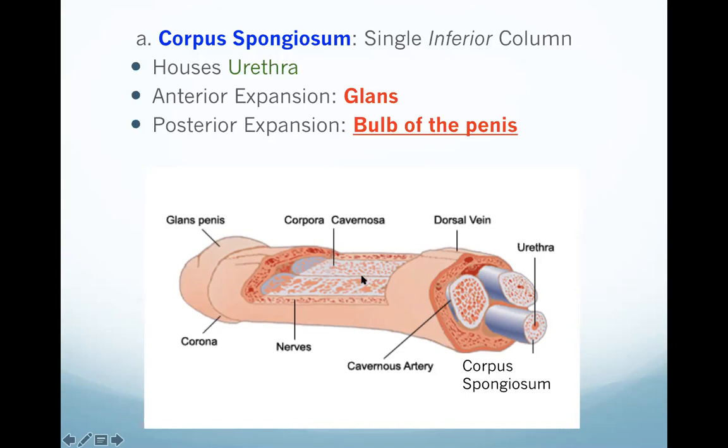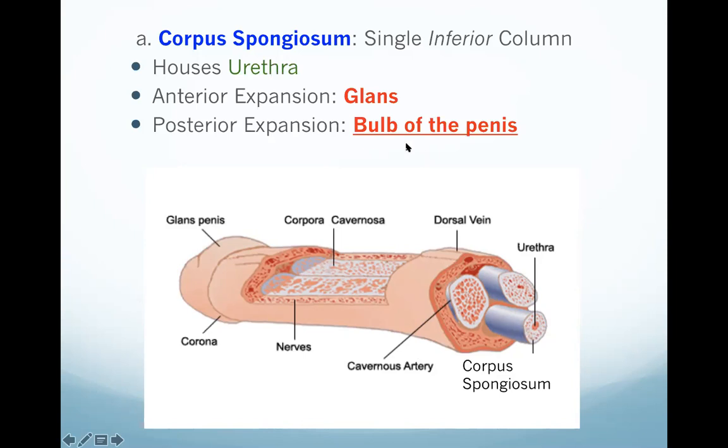We have septa that's going to divide the cavernosa into specific chambers. So this will fill and pressurize. We'll have a really thick outer covering. So you're going to push against and swell against a really thick wall, which is going to give that rigidity. And then below the corpora cavernosa is the corpus spongiosum with the urethra.